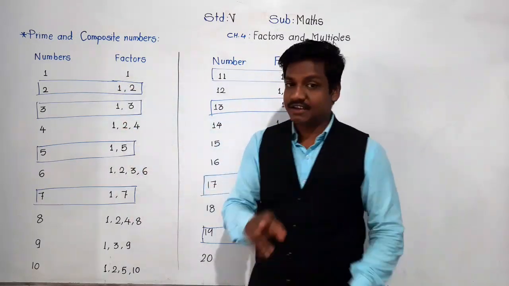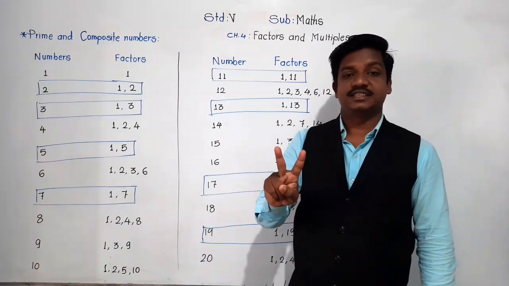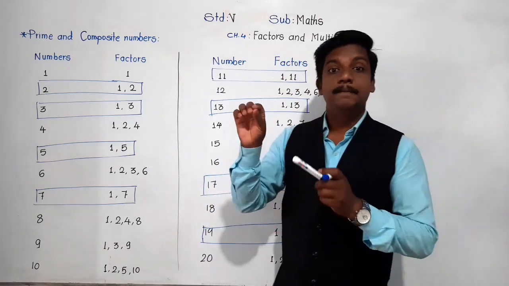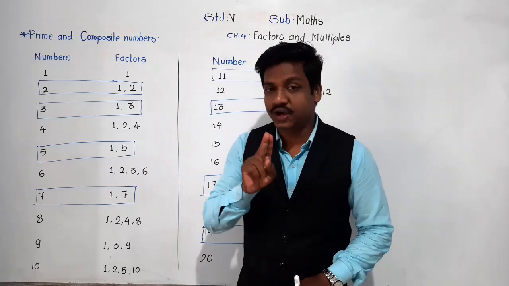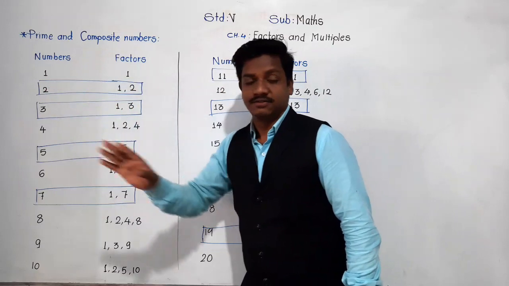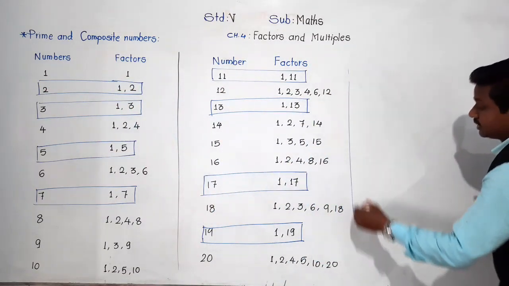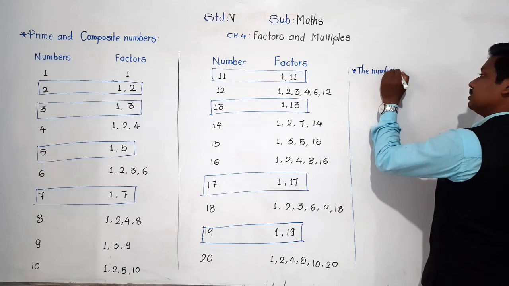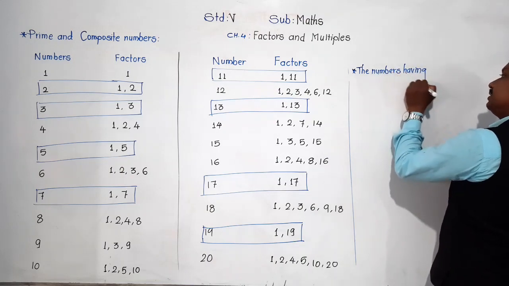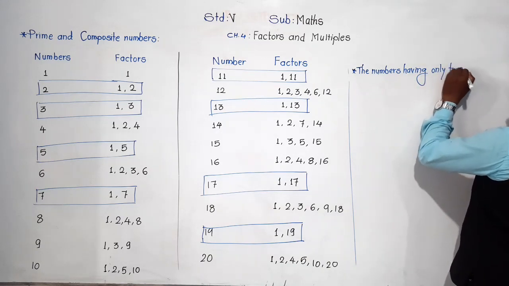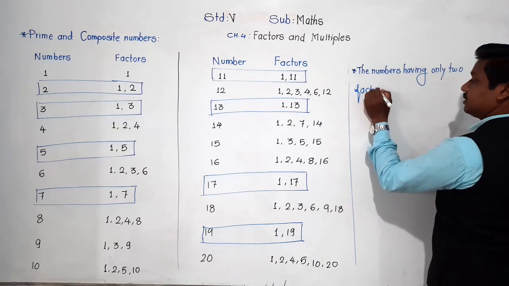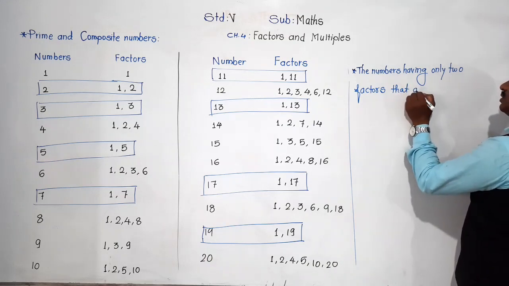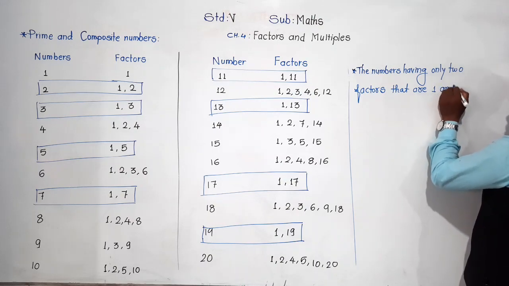So, such numbers having only 2 friends, that means only 2 factors. The numbers having only 2 factors are called prime numbers. The numbers having only 2 factors, that is 1 and that number itself, are called prime numbers. Okay. So prime numbers are what? The numbers having only 2 factors, and which are 1 and the number itself.